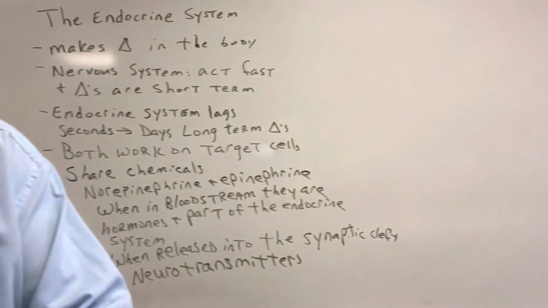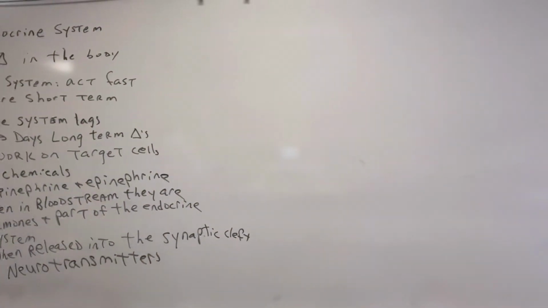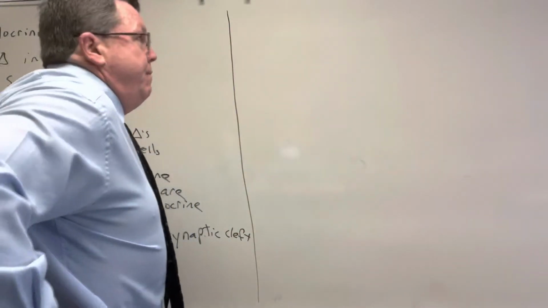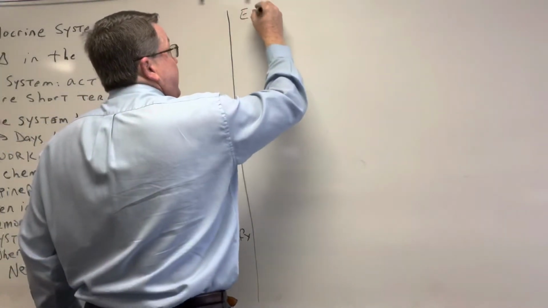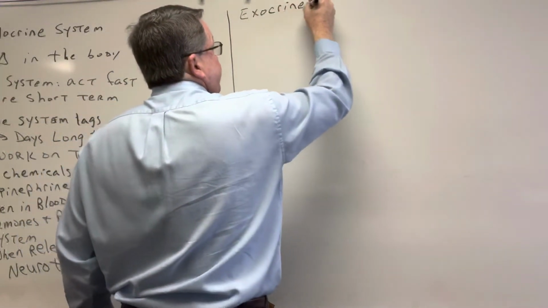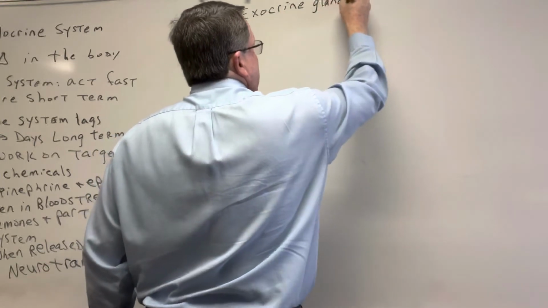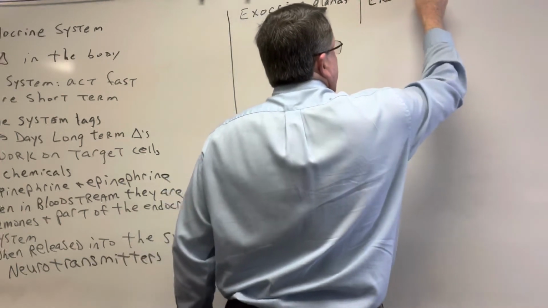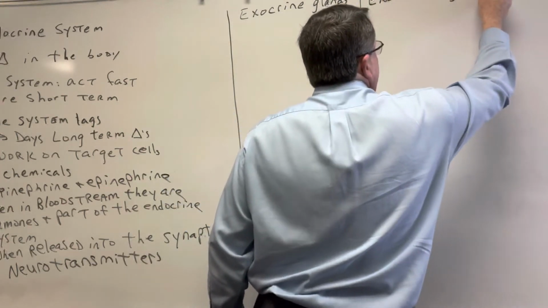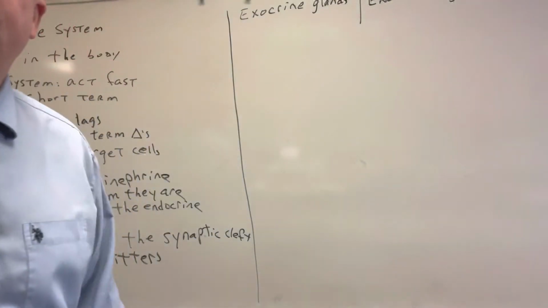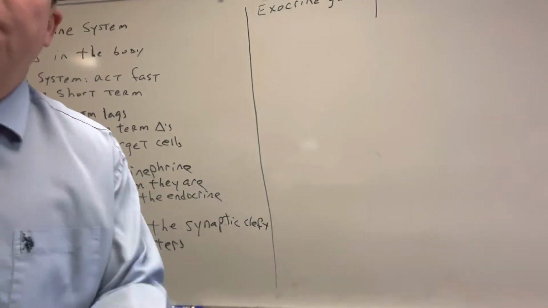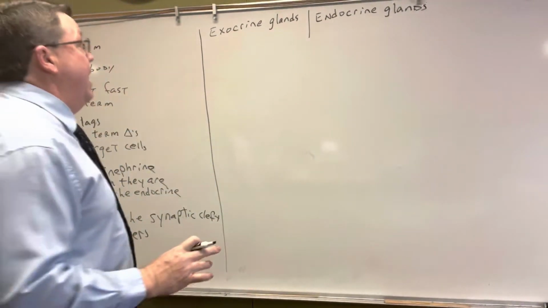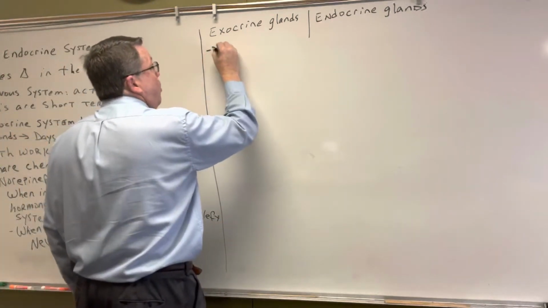So let's take a little bit more of a look at this. Let's start looking at the actual glands themselves. There are two types of glands. There are exocrine glands, and then I'm going to have my endocrine glands. So what's the difference between these glands? Well, here's what we have. Exocrine glands do not make hormones.